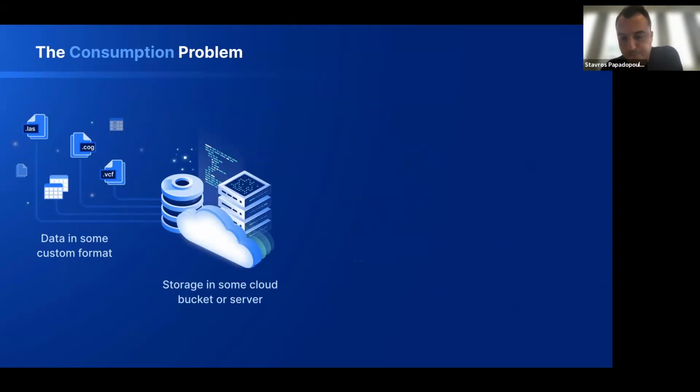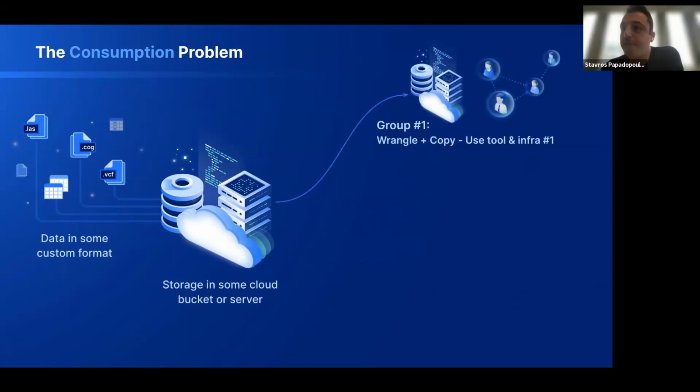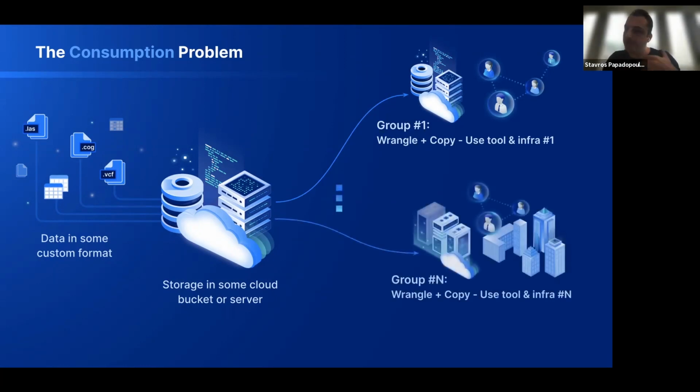or some server, and then each of the groups within the organization, so now suppose that this is within the same organization, they have to take the data from whatever form the organization is storing the data, and use any tool. It could be Python, it could be Spark, it could be Dask, whatever they want. But then if there is another group, they will have to, again, download, copy the data, wrangle the data, and use another tool. Only because the tools cannot coordinate on the same data.